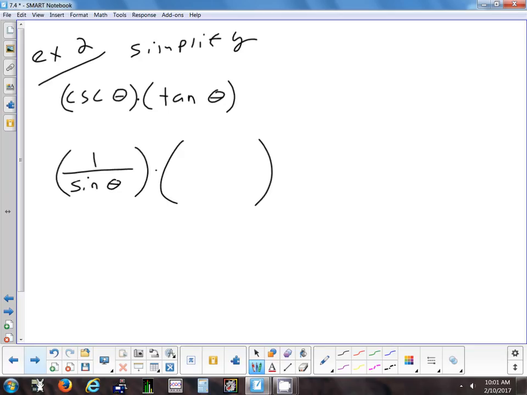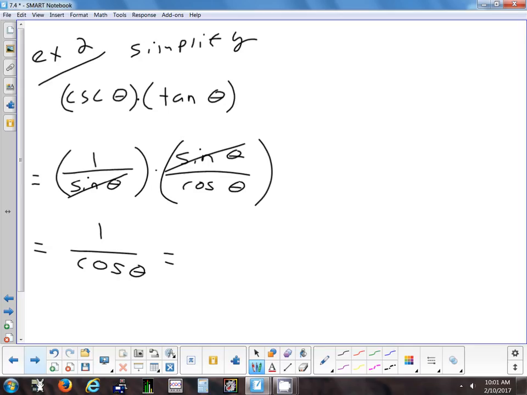And how can I rewrite tangent? Sine over cosine. And anytime you're multiplying, you can cancel if the same thing is in the bottom and the top. You cannot do that with addition. So if this was like a plus here, you can't cancel top and bottom. Or a minus. You can't do that. But if it's multiplication, you can. So I'm left with 1 over cosine.